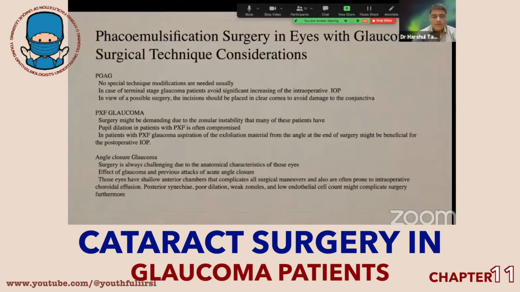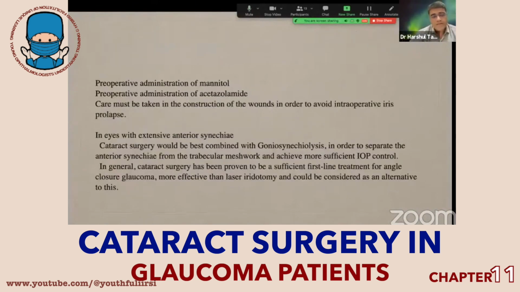If you look at angle closure glaucoma patients, surgery is always challenging because of the anatomical characteristics of these eyes. The effects of glaucoma and previous attacks of acute angle closure are also there in these eyes. They have shallow chambers, which complicates all surgical maneuvers, and they are often prone to intraoperative choroidal effusion. So pre-op in these patients, preoperative mannitol may be given to decrease the IOP, or preoperative acetazolamide should be given, and care should be taken to construct wounds properly to avoid intraoperative iris prolapse.